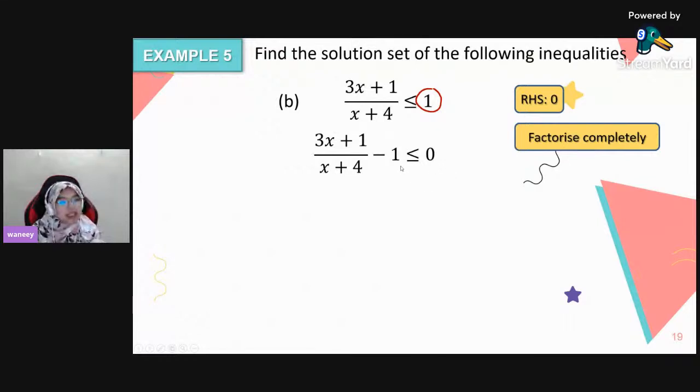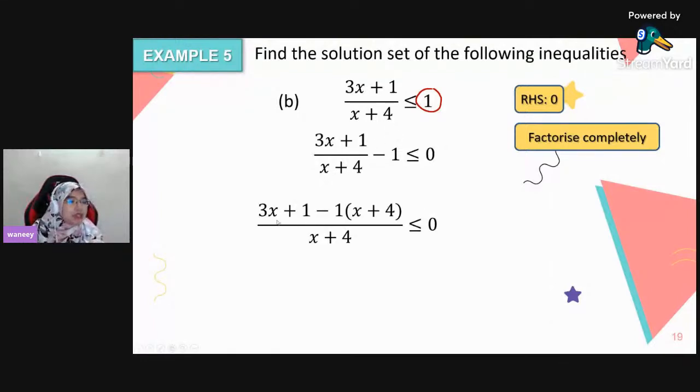So once dah bawa pergi sebelah kiri, so satu ada fraction, one without the fraction. One has a fraction minus something without fraction. Therefore, we need to have a common denominator. So change everything into a common denominator. So you will have something like 3x plus 1 minus 1 multiply with x plus 4 over x plus 4 less than or equal to 0. So this step over here, we say this is a common denominator. So we're going to change everything to make sure everything has a common denominator. Samakan pembawah, kita tak buat cross multiply, kita samakan pembawah sahaja.